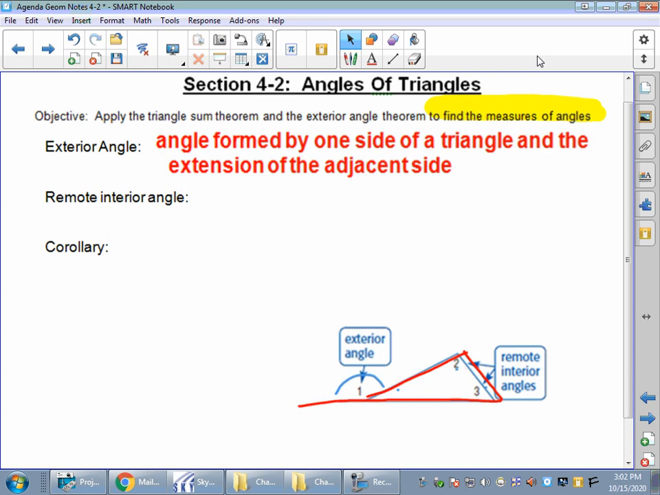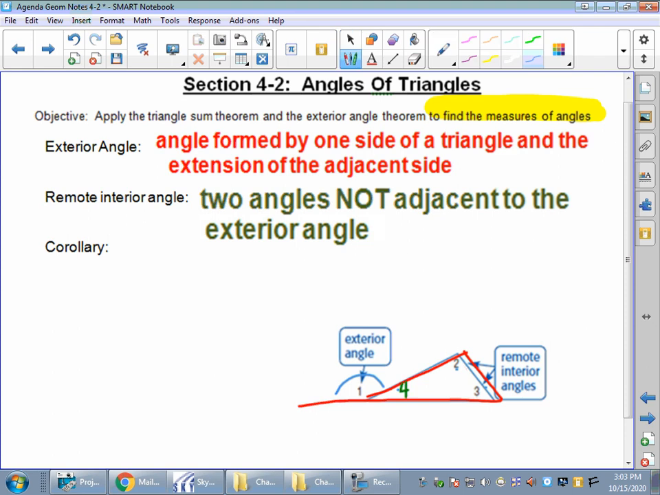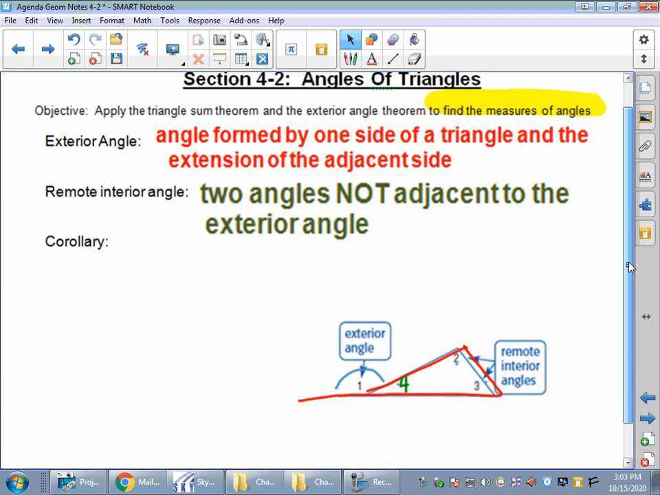So if we've got an exterior angle on the outside of the triangle formed by extending one of the sides, the remote interior angles are the two angles that are not adjacent to the exterior angle. So in this particular case, the unnamed interior angle, we could call it angle 4 if you wanted. Angles 2 and 3 are remote interiors. Think about using a remote control at home so you don't have to get off the couch. So your exterior angle, angle 1 sitting out there, and 2 and 3 are the remote interiors. They're farthest away. You don't want to get up and have to walk over there. 4 is attached to it, right? That's right next door or adjacent.